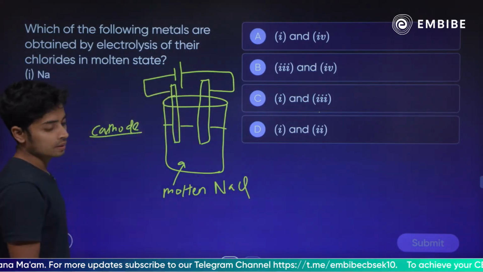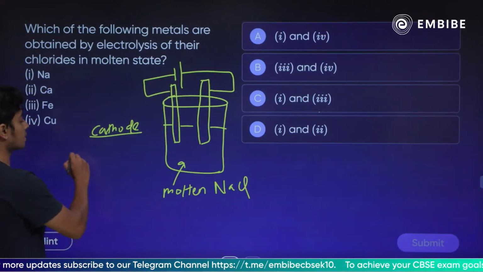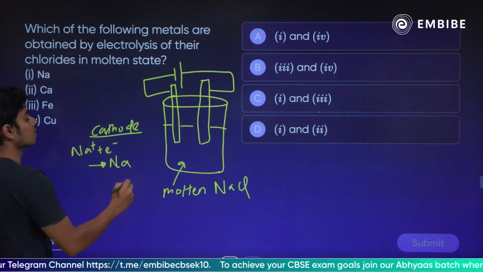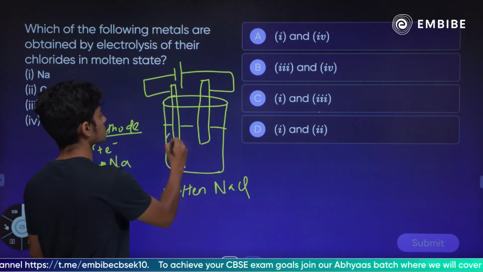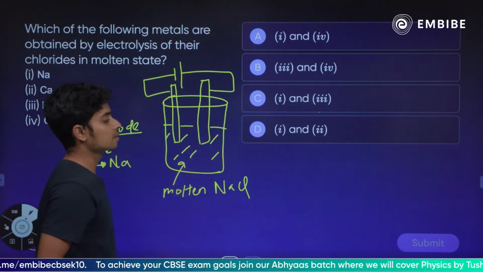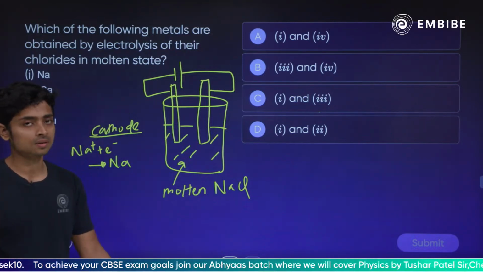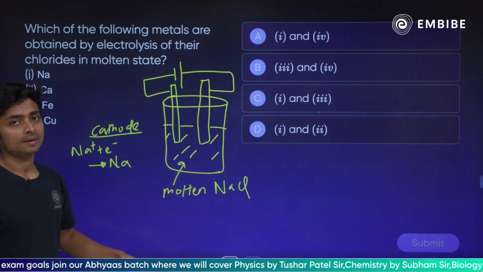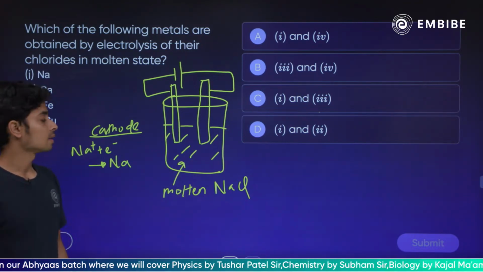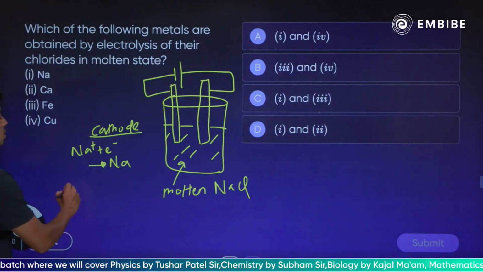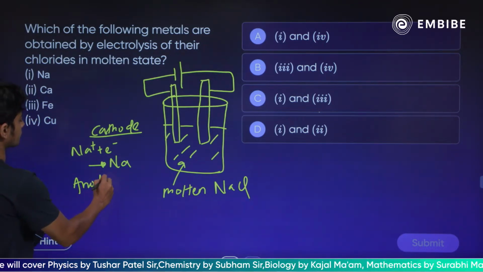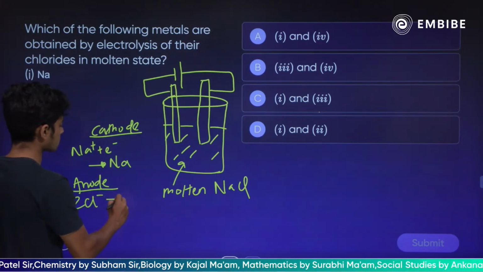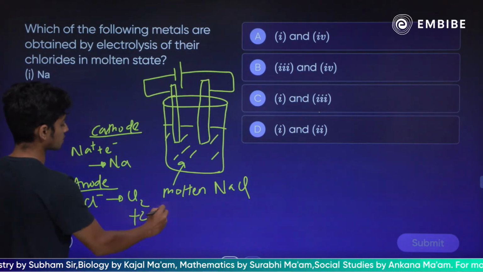at the cathode you will get your metal. Na+ plus e- should give you Na, sodium metal. This is liquid NaCl. You have heated NaCl to such an extent that it has turned from solid to liquid. In this, your ions exist as Na+ and Cl- ions, they don't exist as NaCl crystal. Then at the anode you should get chlorine gas. At the anode, 2Cl- gives Cl2 plus 2e-.